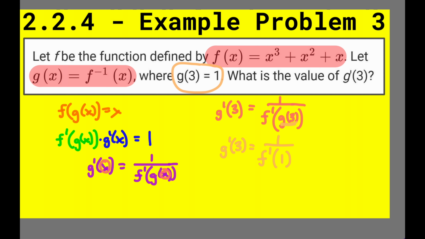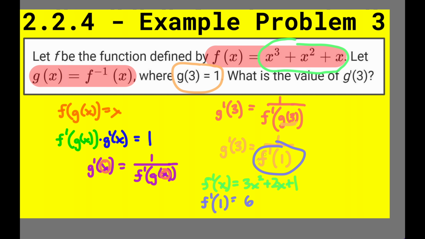But we need to figure out what f prime of 1 is. First thing you need to do is find what f prime of x is, and then just plug in a 1. Well, f prime of x is 3x squared plus 2x plus 1. How did I find that? I found that by just doing the derivative of f. That's what it says to do. So now we're going to plug in 1 for x to solve this. So now it's going to be 3 plus 2 plus 1, which is 6.